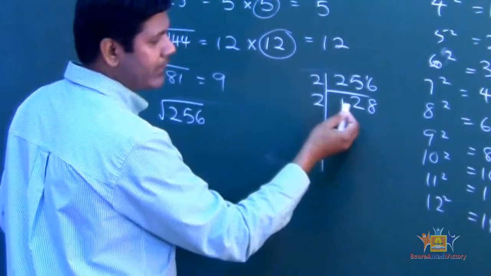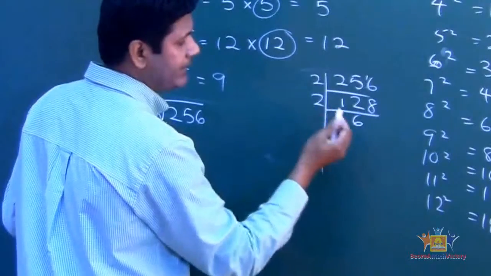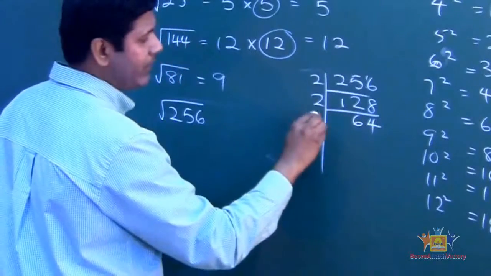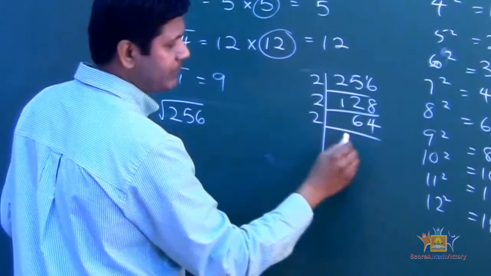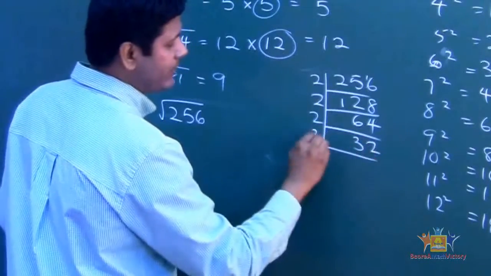I cannot divide 1, so go to the next digit, which will be 12. In 12 there's how many 2s? 6. In 8 there's how many 2s? 4. Still even, so I can divide this by 2. In 6 there's how many 2s? 3. In 4 there's how many 2s? 2. It's still even, so I can divide this by 2.